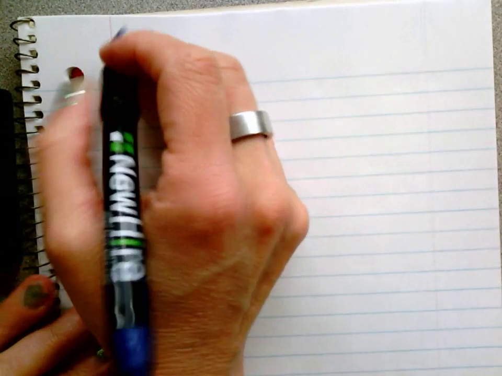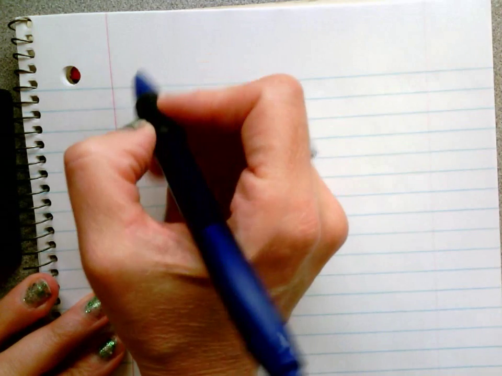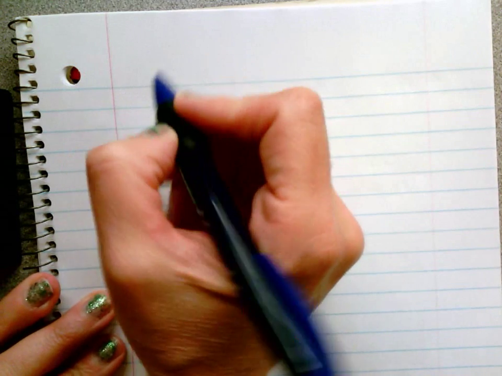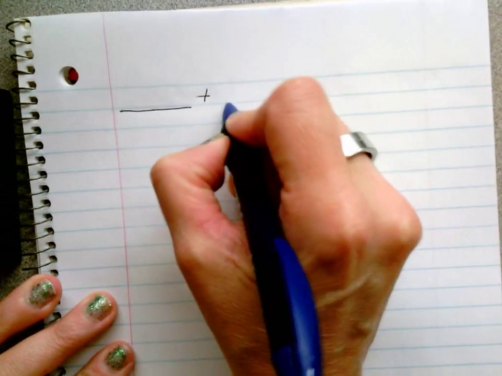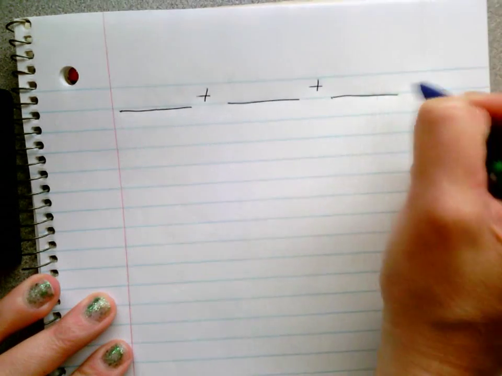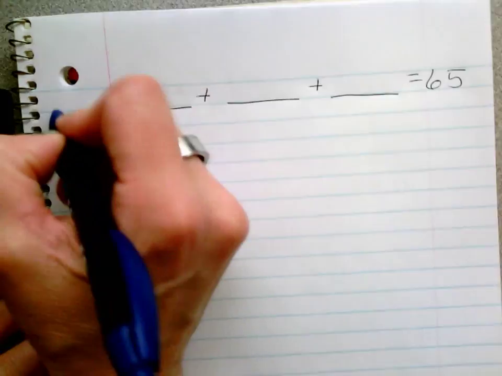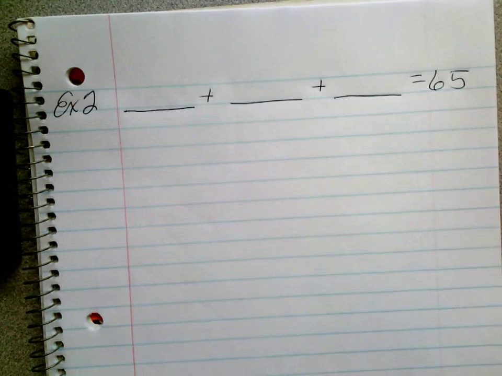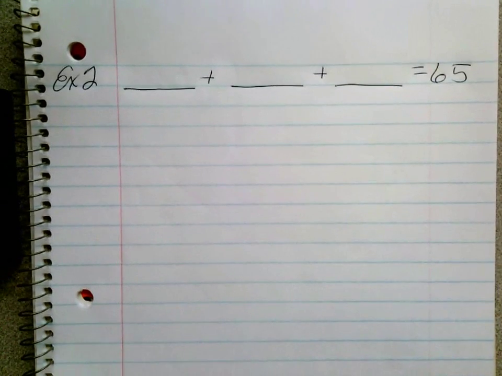512. The perimeter of a scalene triangle is 65 centimeters. So if a triangle is scalene, what do I know about the sides? They're all different. Scalene means they're all different. So they're saying the perimeter of a scalene triangle is 65 centimeters. So side plus side plus side is 65.